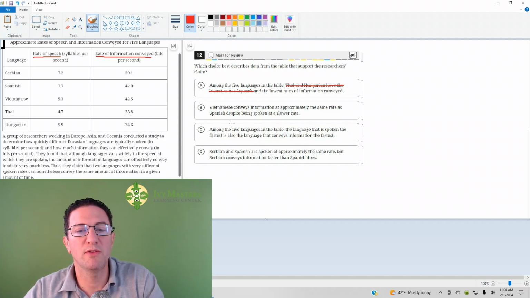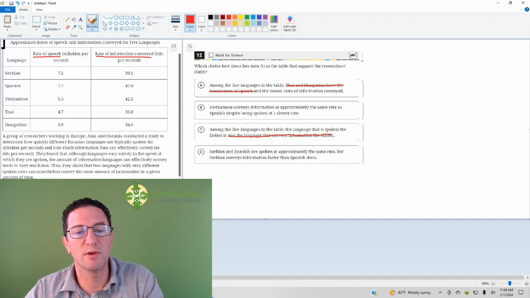Answer choice C. Among the 5 languages in the table, the language that is spoken the fastest, let's identify that, rate of speech, fastest, that's Spanish, is also the language that conveys information the fastest. Does it? 42.0? No. Vietnamese 42.5. So it's not also the language that conveys information the fastest. C is gone as well.